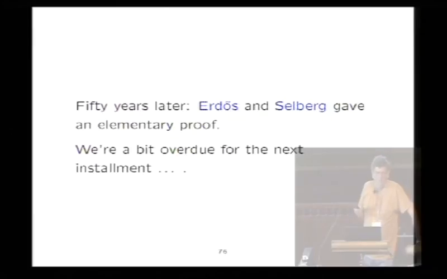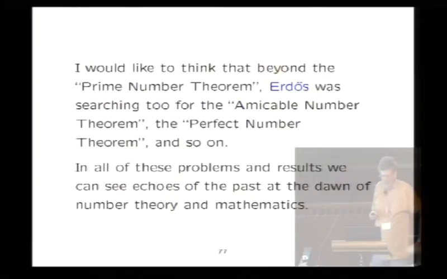It's now a little beyond 50 years later. I think we're waiting for the next installment in this. Somebody have the Riemann hypothesis, perhaps? I would like to think that beyond the prime number theorem, Erdős was searching too for the amicable number theorem, the perfect number theorem, and so on.